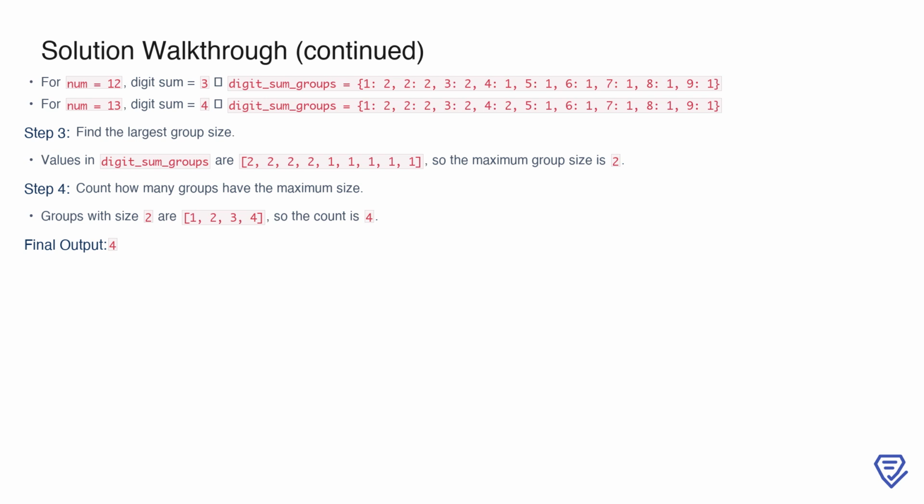The next step is to count how many groups have this maximum size. We identify the keys corresponding to this size, which are 1, 2, 3, and 4, as they all have a count of 2. Therefore, the total count of groups with the largest size is 4. Finally, the output for this example is 4, indicating there are 4 groups with the largest size.